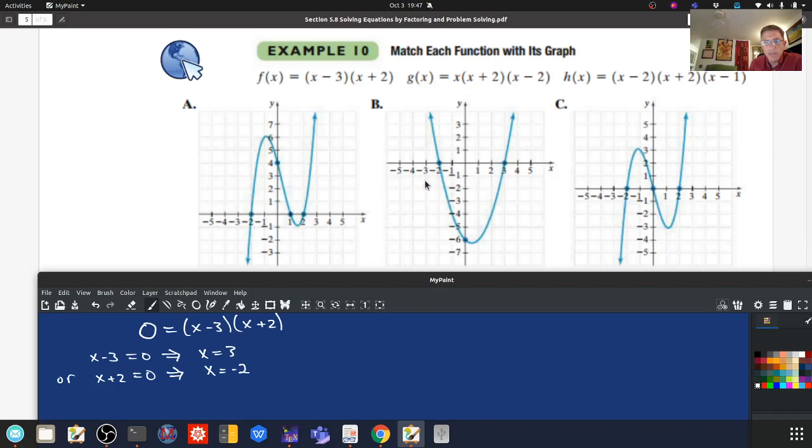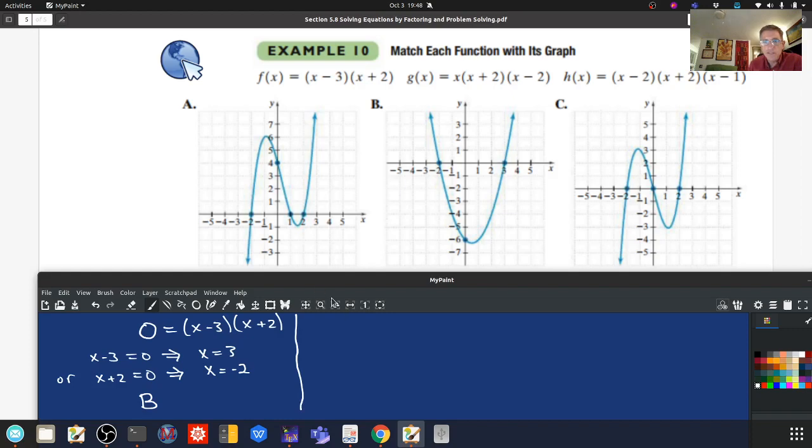So we come up here, and I see that this graph right here crosses the x-axis at x is equal to minus 2 and x is equal to 3. So the answer to A is graph B. Oh, sorry, it's not problem A. So the answer to the first one is graph B.